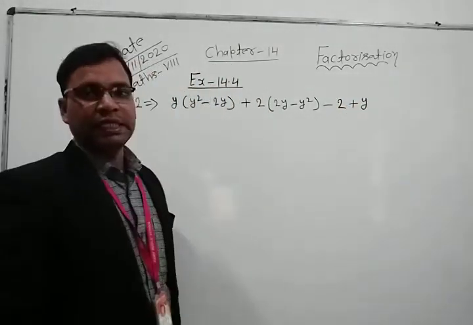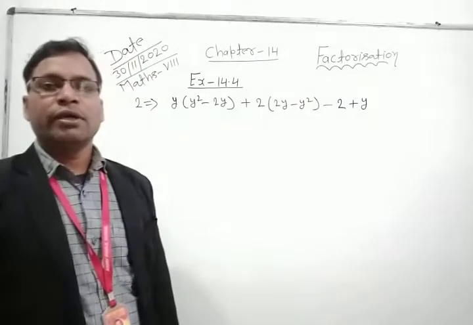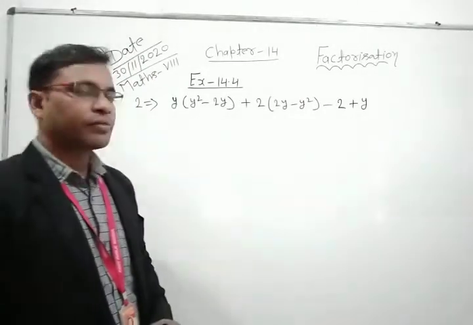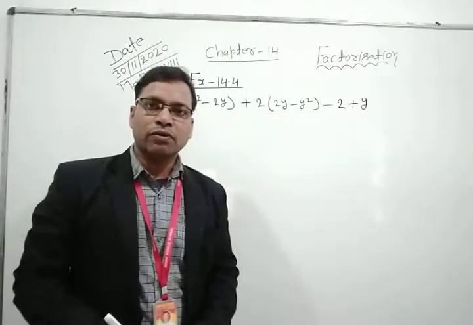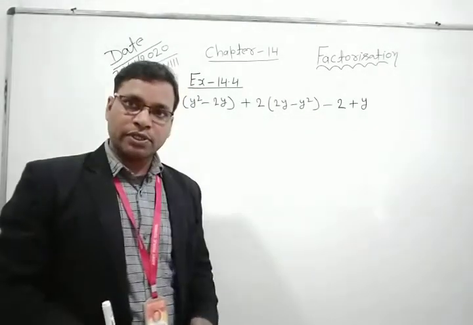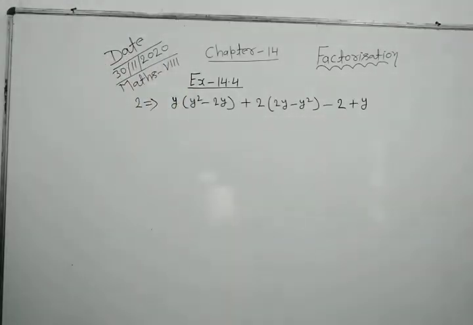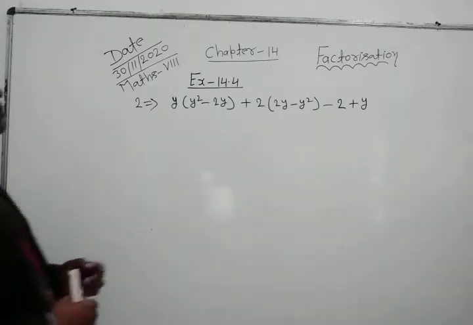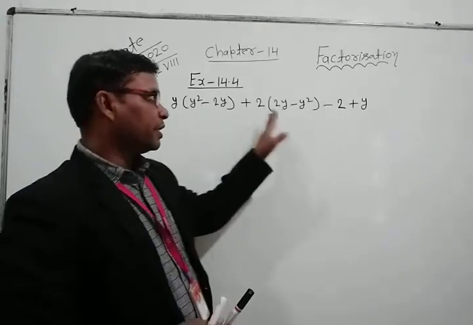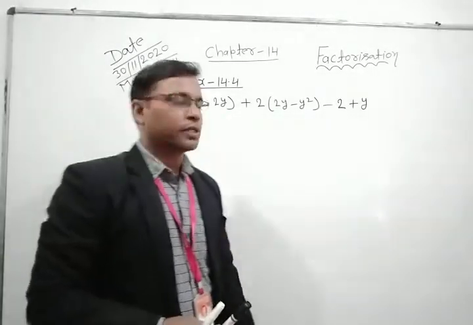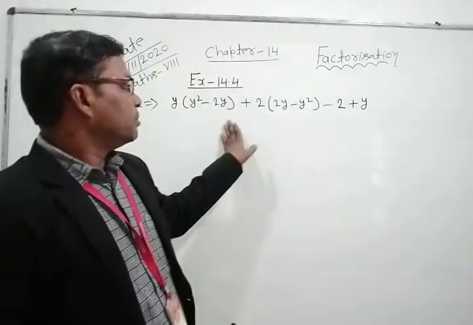This is the given expression. We need to find its factors. So how do we find its factors? First we observe here that nothing is a common factor between them. This is the first term, second term, third term, fourth term. So nothing is common between them.